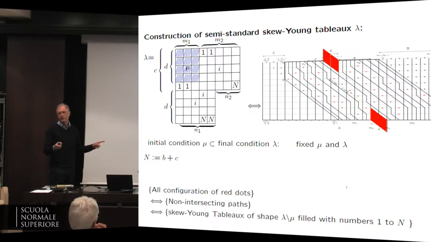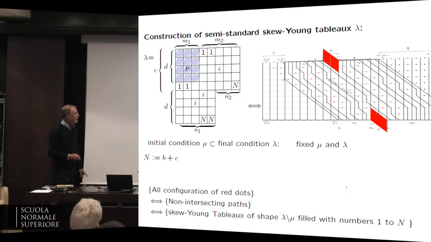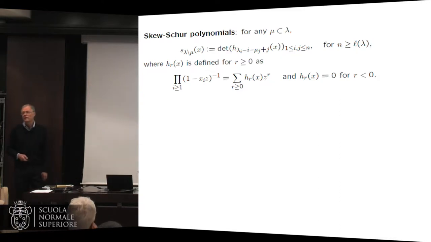There's a one-to-one correspondence between those semi-standard skew-Young tableaus and those red dots. Okay. And also the correspondence with the non-intersecting paths. So these elements will play an important role. And now we have a very beautiful piece of combinatorics.